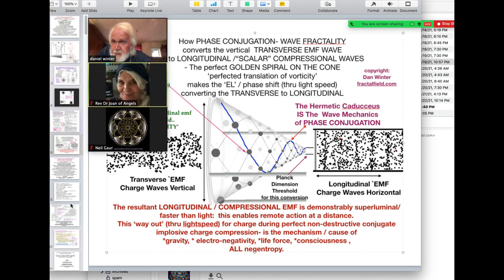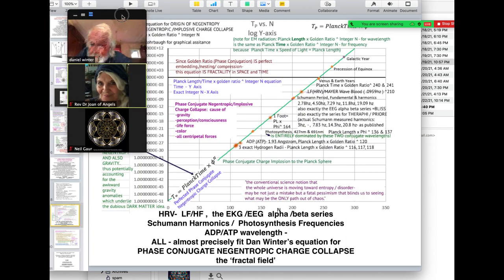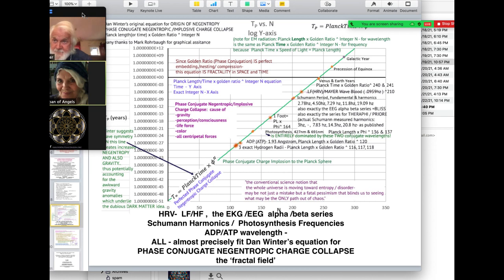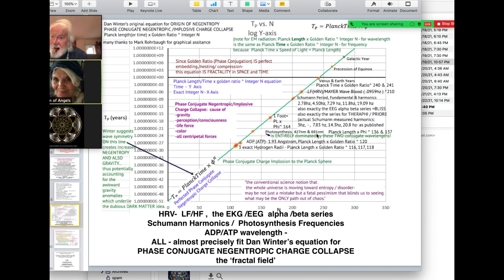And the equation for that here, which many of you have seen in my work at fractalfield.com, is named The Origin of Biologic Negentropy, which is the name of the equation and the name of my book at fractalfield.com. And basically it's simple. Planck length or time times integer exponents of golden ratio, called phase conjugation or fractal, produces a series of wavelengths and frequencies which include all of the geometry that allows nature to emerge from chaos, called self-organization or origin of negentropy.